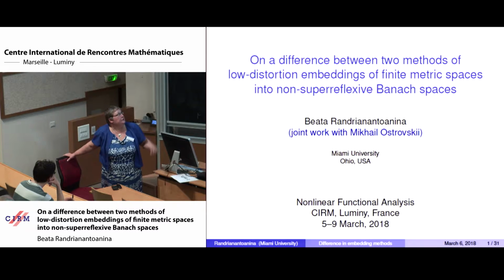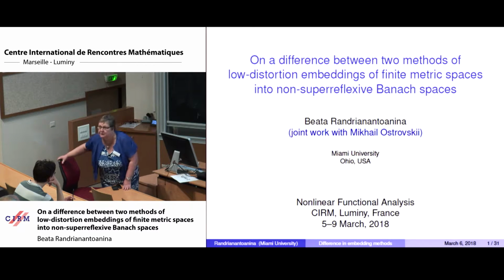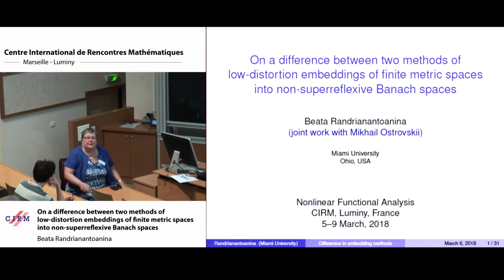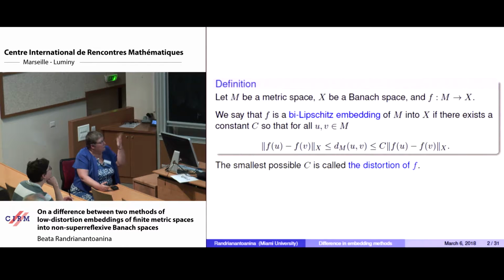So I want to speak on the difference between the two. Allow me, I will sit down. I want to speak on the difference between the two different embedding methods which are currently available for embedding graphs, finite metric spaces, into Banach spaces. So I guess I felt the need to start with the formal definition of distortion, which I think everybody knows.